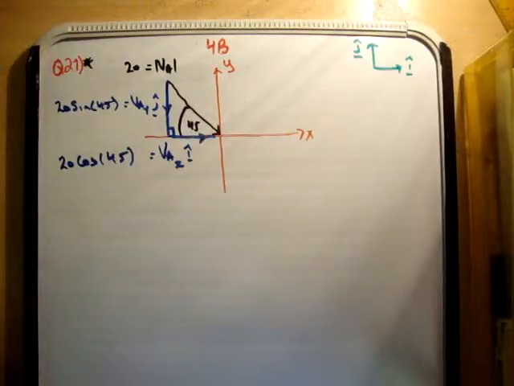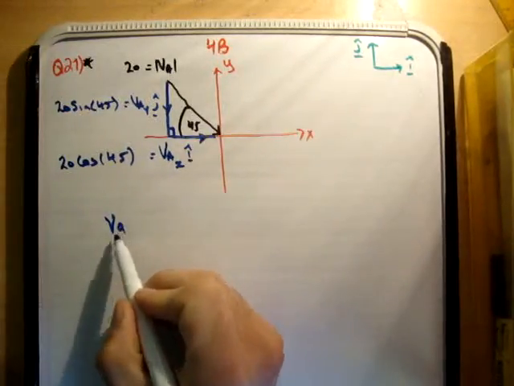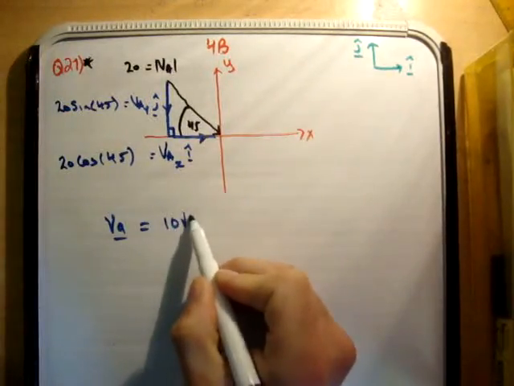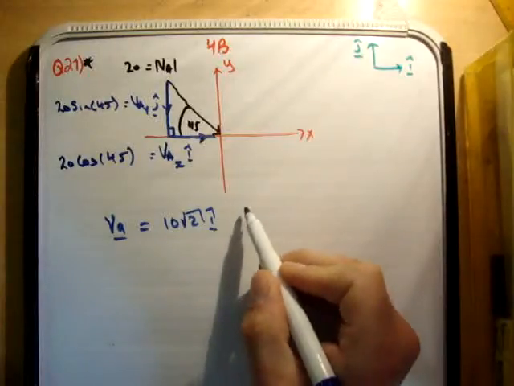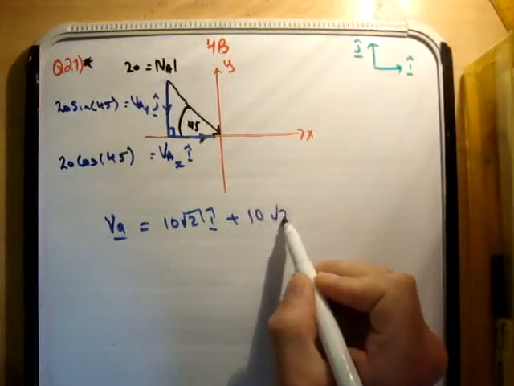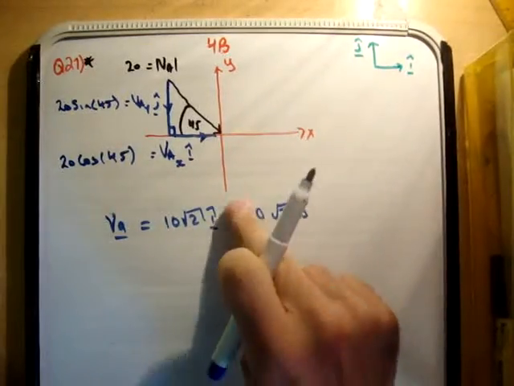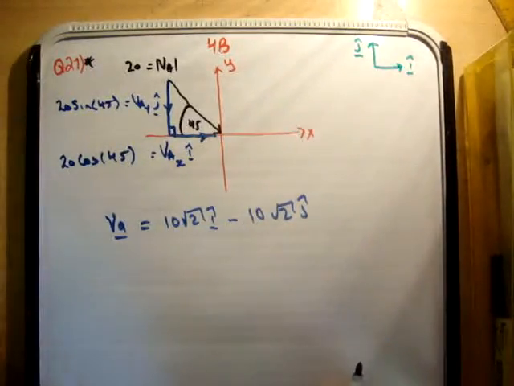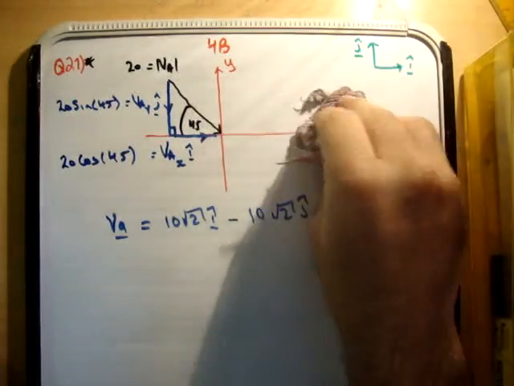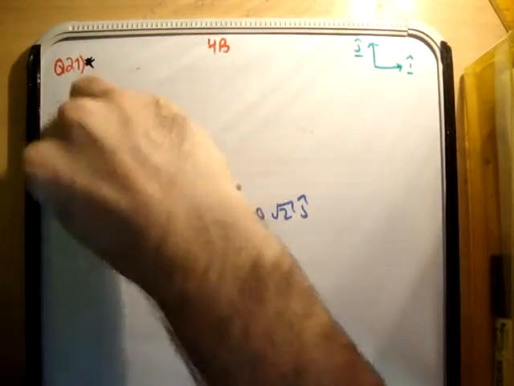So it's going to be 14.14. I'm just going to call it 10 root 2. So basically what we're saying is the velocity vector VA is equal to 10 root 2 i plus 10 root 2 j. Now in actual fact, if you look at the direction, it's going in the negative j direction, so this is actually a negative sign here. Alright, so I'm just going to redraw that then.